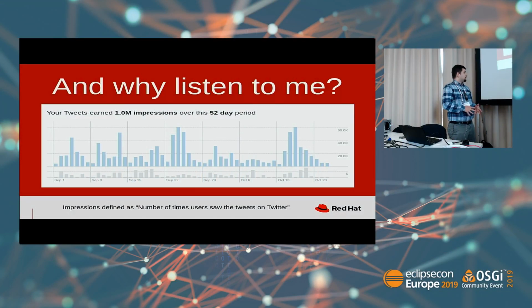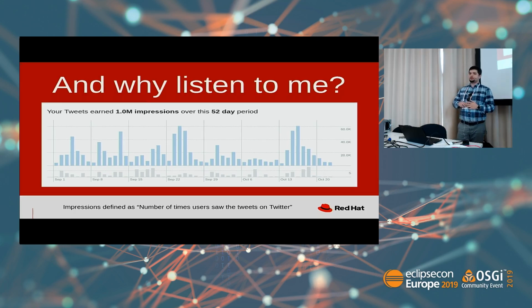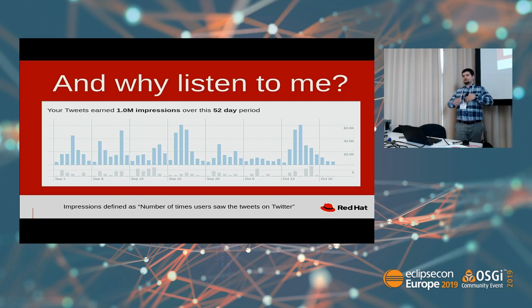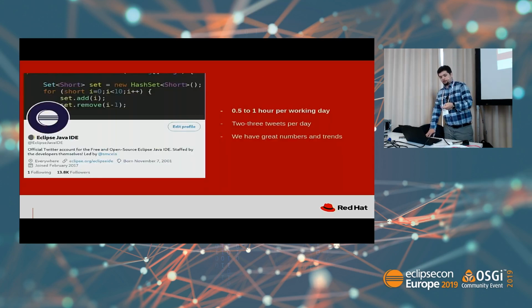Impressions are defined here by Twitter. This is not very visible, but this is September 1st until the 20th something of October. Impressions are defined as the number of times the user saw the tweet. So this is not unique users, but the number of times users saw the tweet, which in marketing is a good metric, because that factor of repetition, showing something multiple times, is also a major factor in getting anything done. So this is the account that I work with to do the marketing.